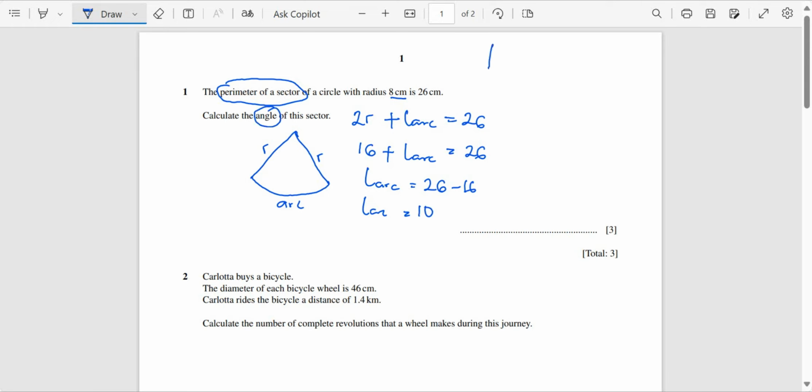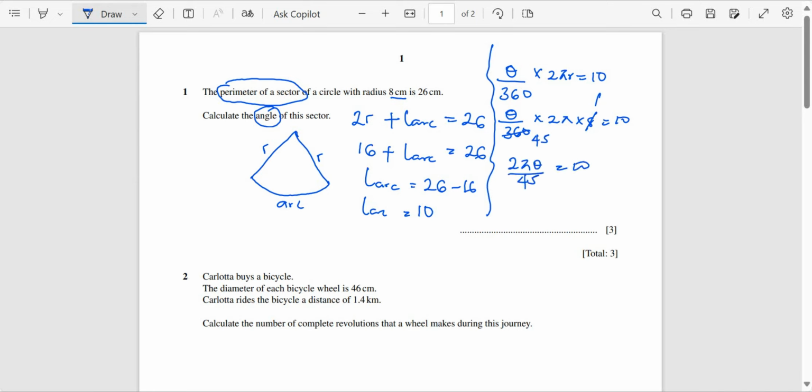So what's the formula for calculating the length of an arc? The length of an arc is a part of the circumference of the circle. So that's theta out of 360 times 2 pi r equals 10. So we are looking for theta. Theta over 360 times 2 pi times 8 equals 10. So 8 will go into 360 forty-five times. So I have 2 pi theta over 45 equals 10. So 2 pi theta equals 450.